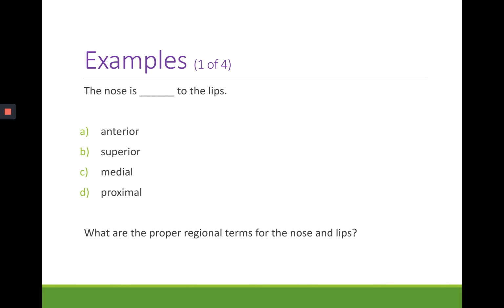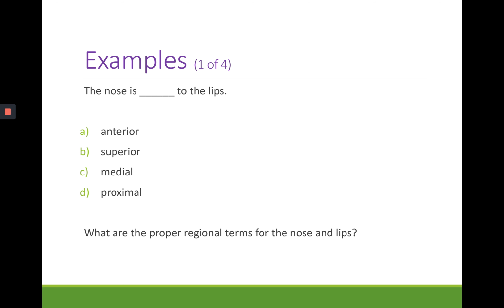So let's try some examples. Here we have the nose is blank to the lips. The nose is above the lips, so if you chose superior, you're correct.